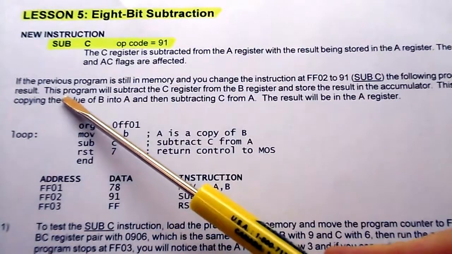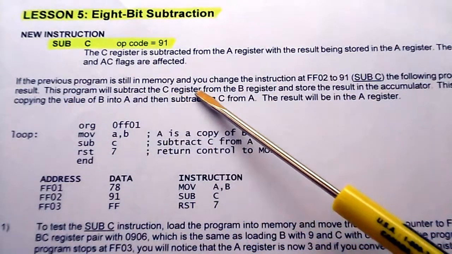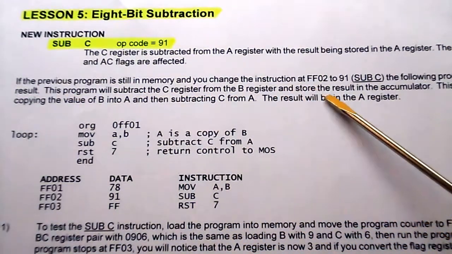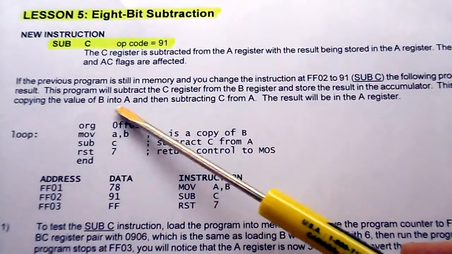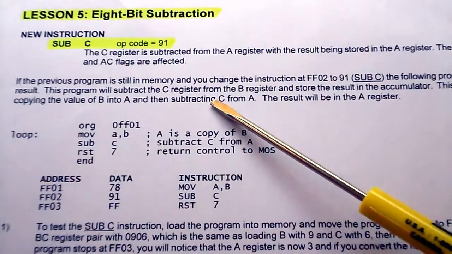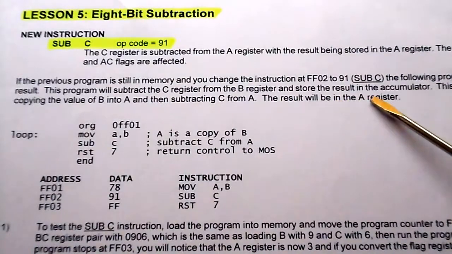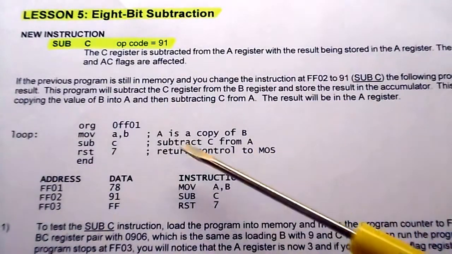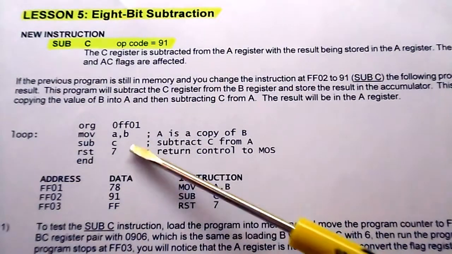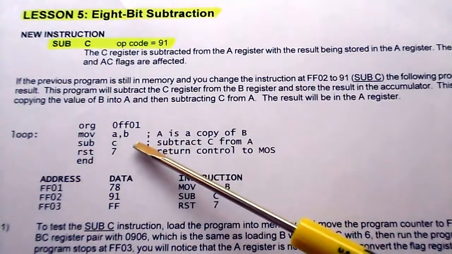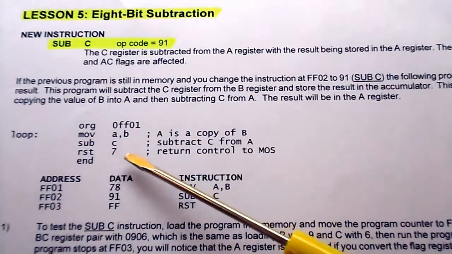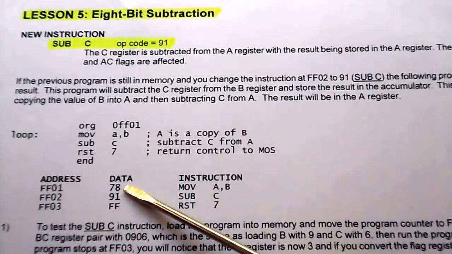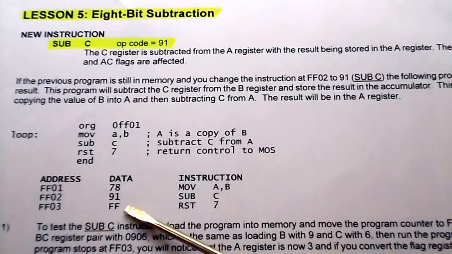So looking at the lesson, it says this program will subtract the C register from the B register and store the result in the accumulator. This is done by copying the value of B into A and then subtracting C from A. The result will appear in the A register. So we've got our assembly language listing. You can see we start at FF01. We're going to move B into A, we're going to subtract C, and then we're going to stop the program. So here you can see we have the opcodes 78, 91 and FF.